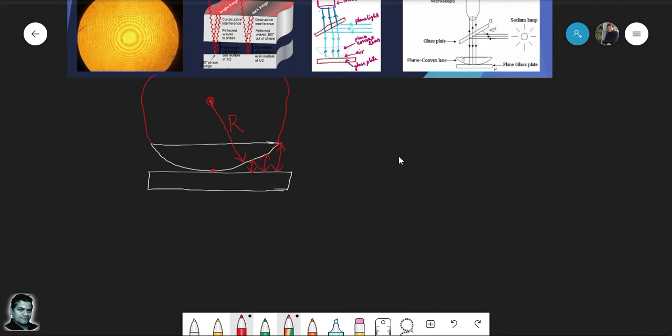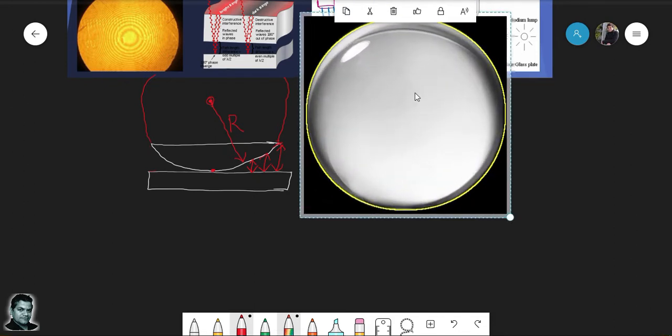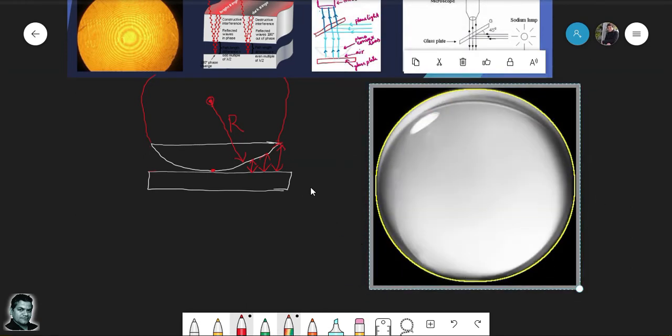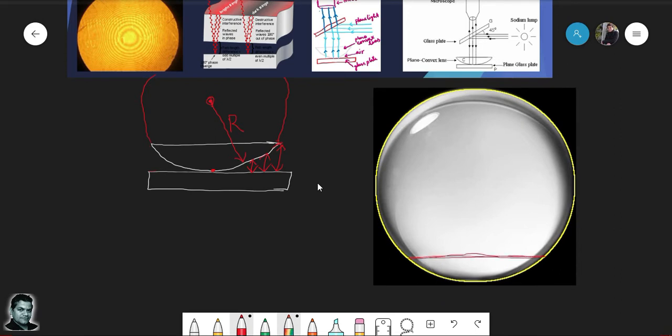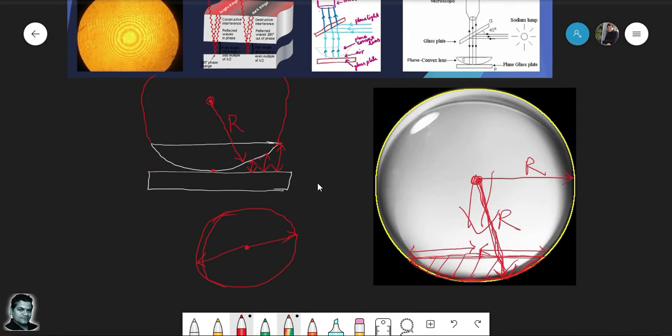Now, let us look at how this plano convex lens is formed. To form a plano convex lens, you take a huge glass sphere, and then you cut out a part, so this part becomes your plano convex lens. If you look from the top, from this side, you would see a circular lens with some radius. This radius is this distance, and the radius of curvature of this surface is the radius of the original sphere from which this part was taken out. This point is where the plano convex lens touches the bottom glass plate, the plane surface.